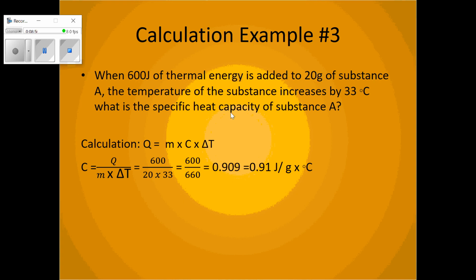And lucky for us, all of this is already presented in a way that we can just plug in the numbers, which is awesome. So all we have to do is plug in our Q, which is 600 J, and divide it by 20, which is the grams of the substance, times 33, which is the change in temperature. So you're going to end up with 600 over 660. You're going to plug that into your calculator, and it's going to spit out 0.909, which, if you round it up, is 0.91 joules per gram per degree.